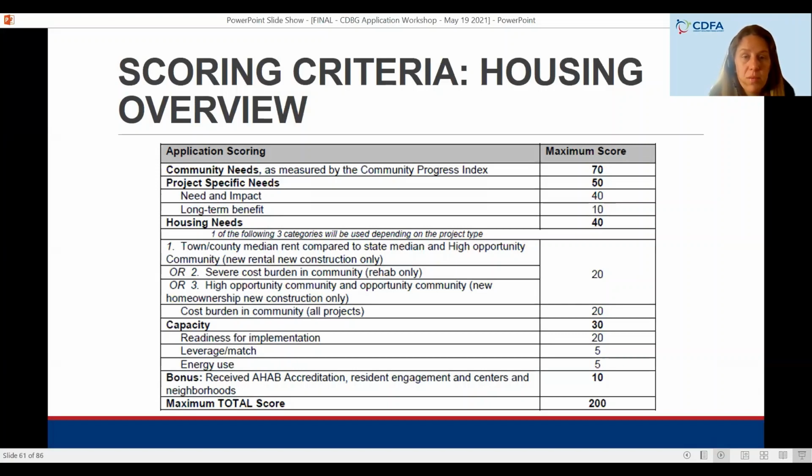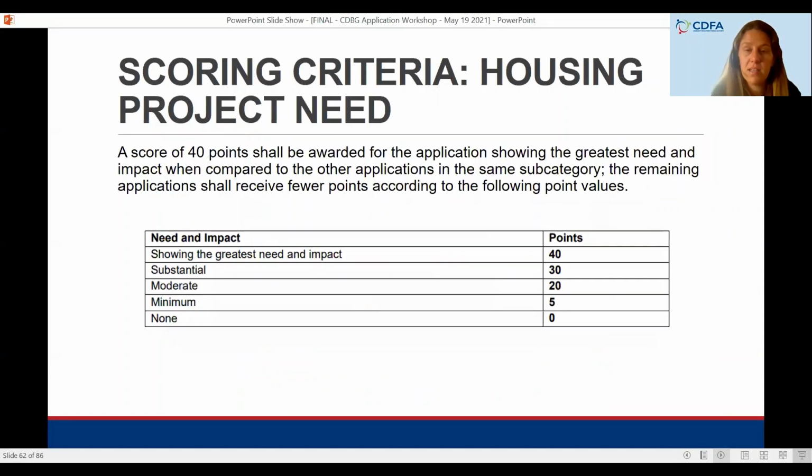I already went through the community needs, so that's that first line there, the community progress indicators out of those 70 points. The next criteria is what we call the need and impact. So this is for all projects in the housing round. They're compared against each other, and the one with the most significant need and impact receives 40 points, and other projects in the round would receive 30, 20, or 5 points.